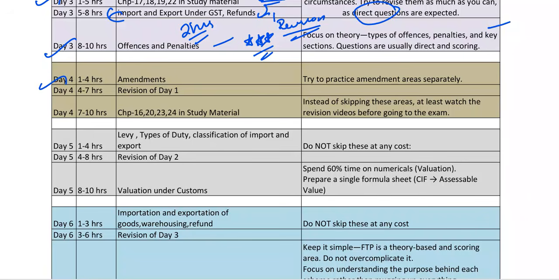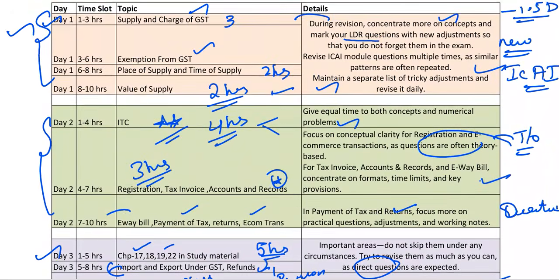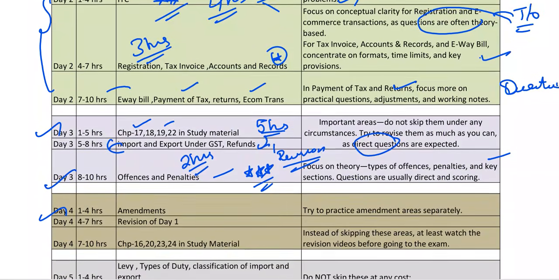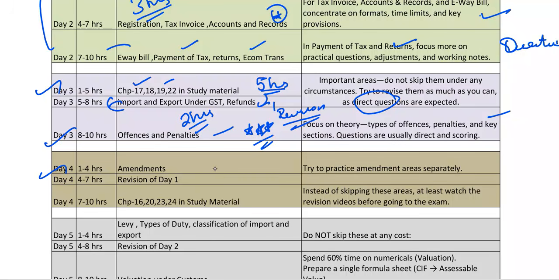Now day 4. For the first 3 days we have completed the revision of GST except one small part. So in day 4, let's go to the last 3-hour session. The last 3 hours are a miscellaneous session in your GST, that is your liability in certain cases, and those chapters are selected here. Please refer to the study material to know the chapter names. Instead of skipping this chapter, watch the revision video and go to your exam, because it will definitely help you in your MCQs.